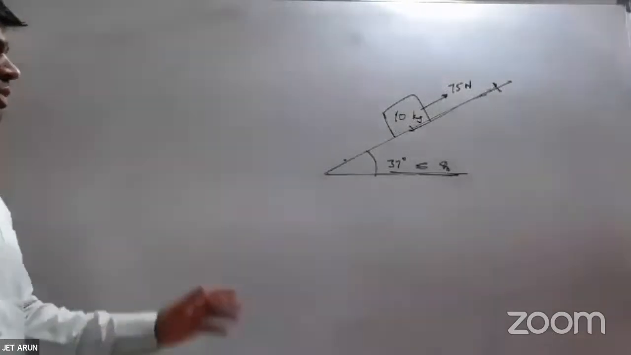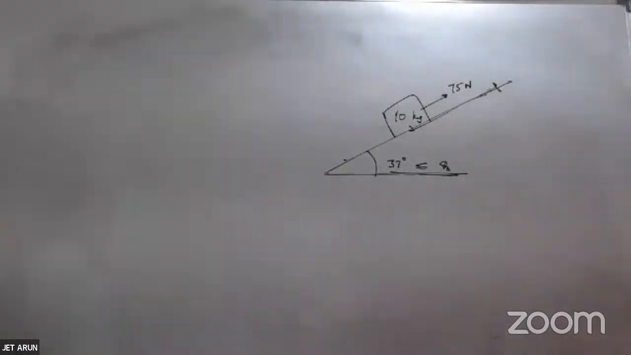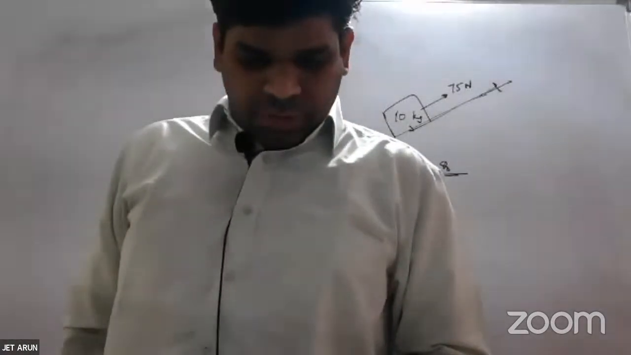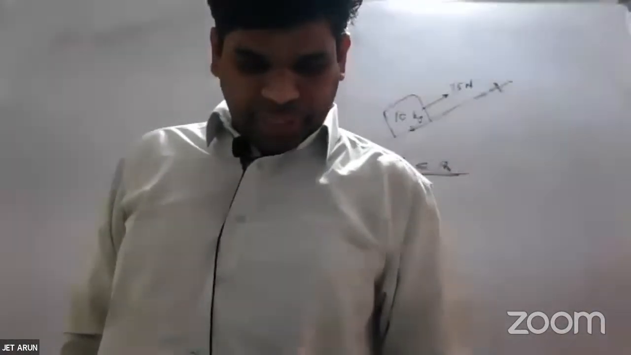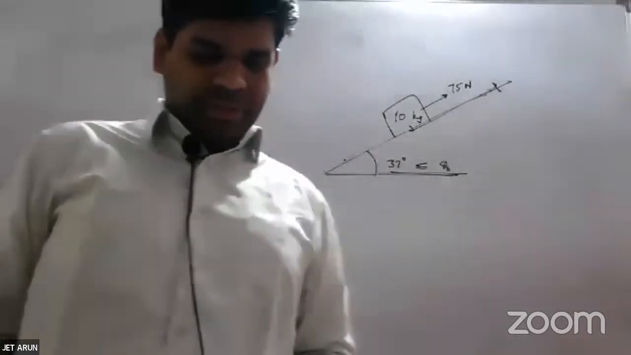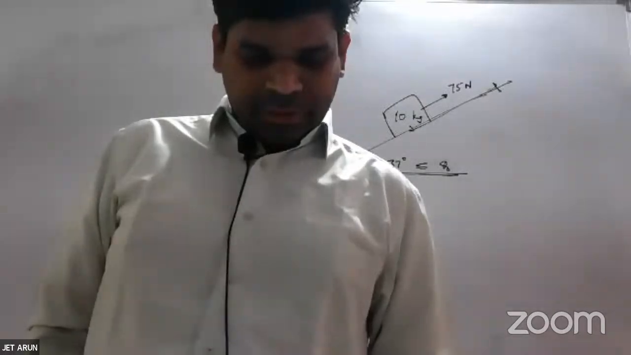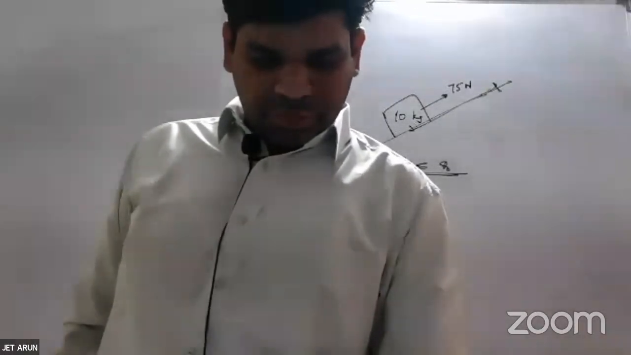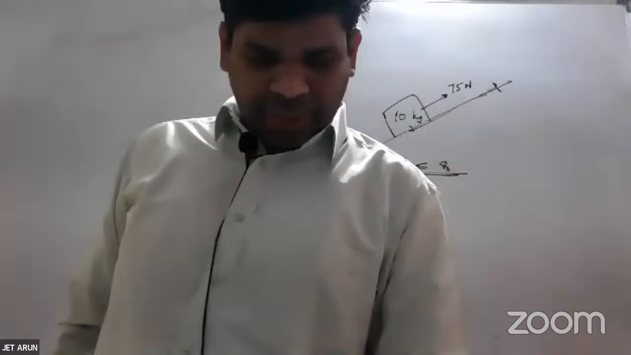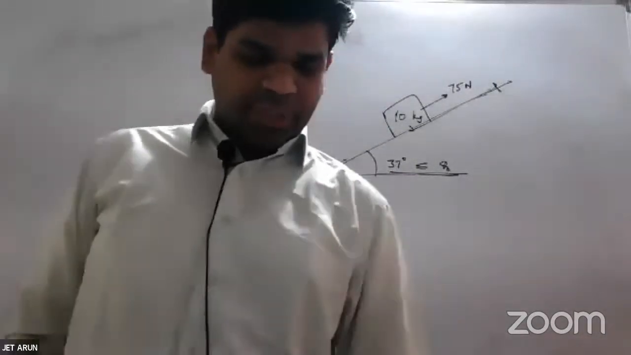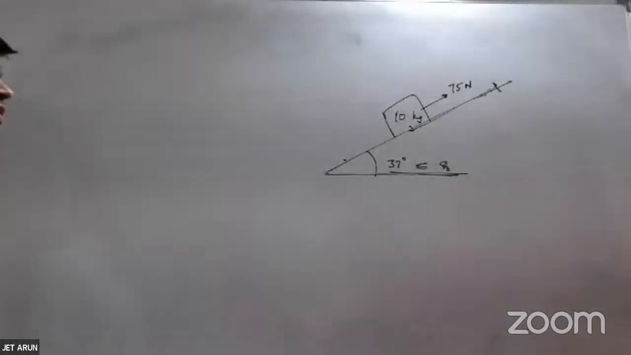All right. Let's look at the procedure now. The question is: calculate the force of friction acting between the block and the incline. Block is initially at rest. Calculate the acceleration of the block. Assume the block is initially at rest. Calculate the force of friction acting between the block and the incline. All right. Look at this, students.